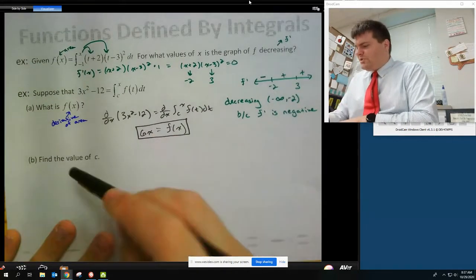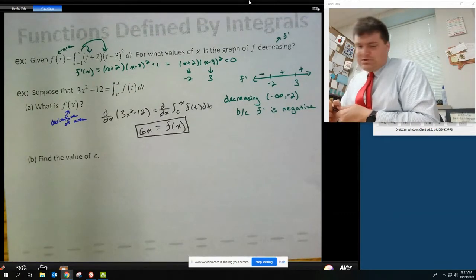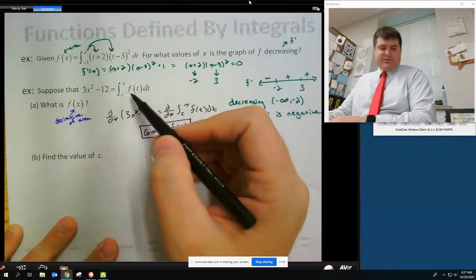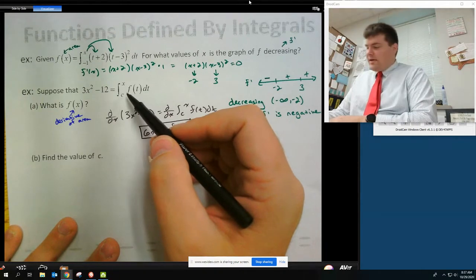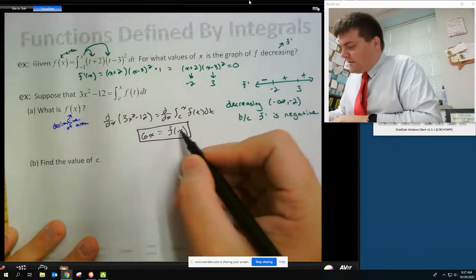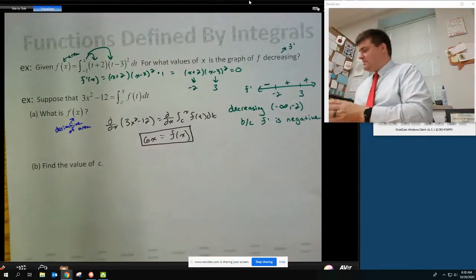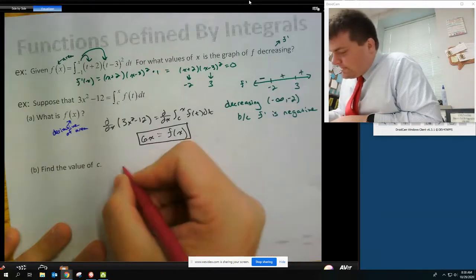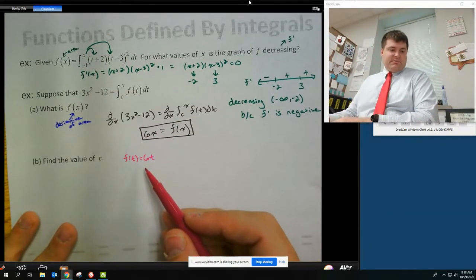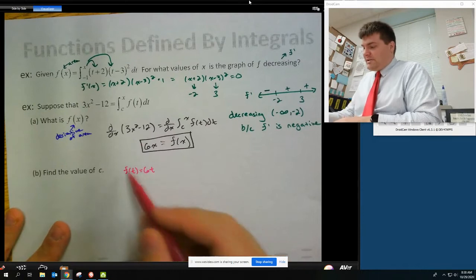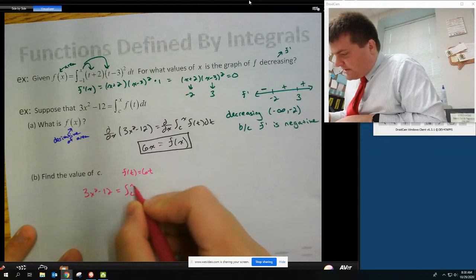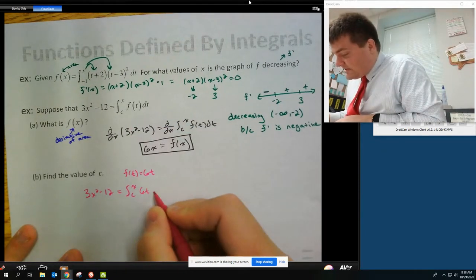Okay? So let's go ahead and find the value of c here. What it's really asking us to do is solve this problem right here. So I know what f of x is. Since I know that, I can actually solve for t here. Since f of x is equal to 6x, that tells us that f of t is equal to 6t. So I'm going to plug this into this formula right here. I'm going to get 3x squared minus 12 equals the integral from c to x of f of t, which is just 6t dt.